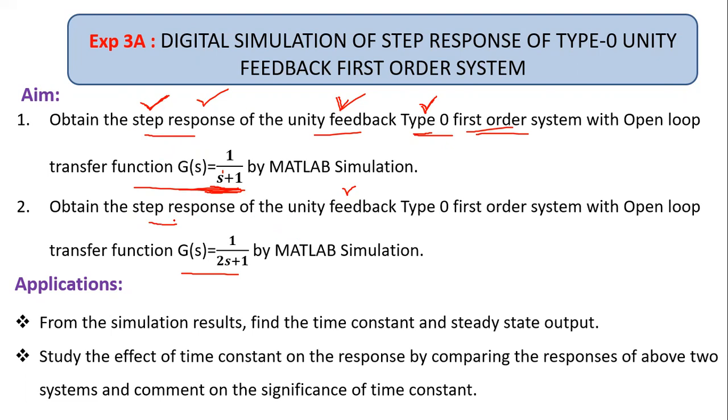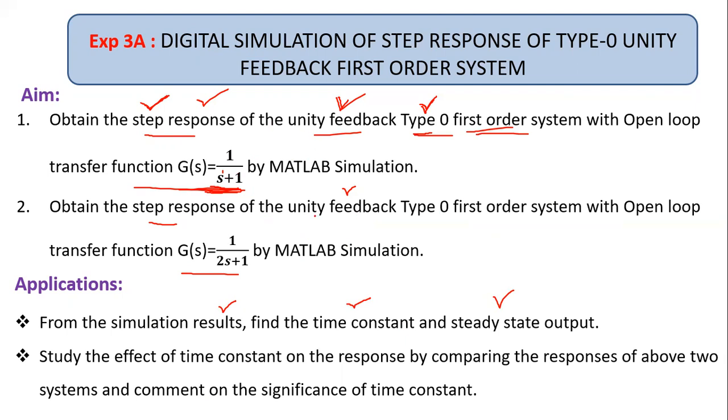So we are taking two systems. For the two systems, we are applying the step signal, and we need to observe the output responses and comparatively check what is the effect of time constant. So in the simulation results, we will check what is the time constant for each and every system and also the steady state output. Based on the time constant, we will observe how the output responses change.